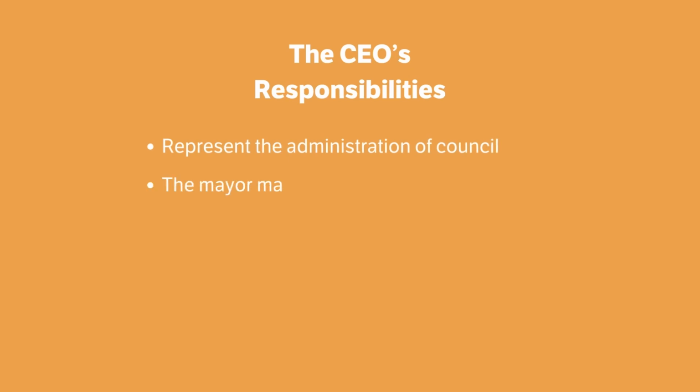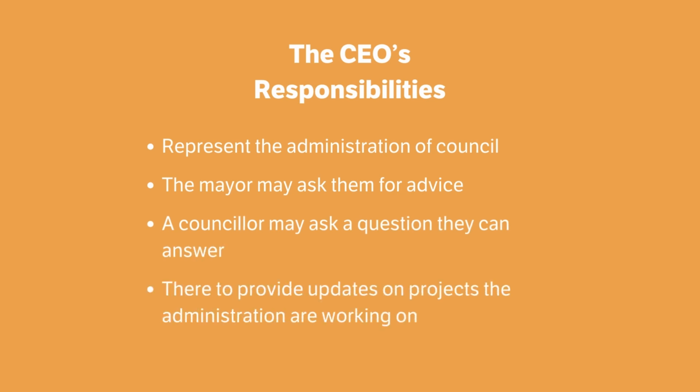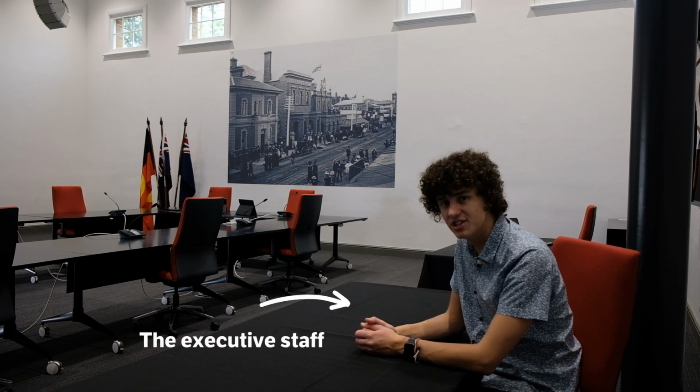They might be called upon for advice by the mayor, they might be asked a question by one of the councillors, or could be asked to provide an update on a project the administration are working on. Normally sitting alongside the main table is the executive staff of the administration. These guys generally run the major departments within the council. Now, while each council varies on their major departments, generally the executive staff look like this.